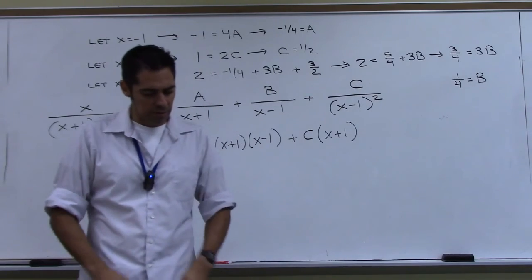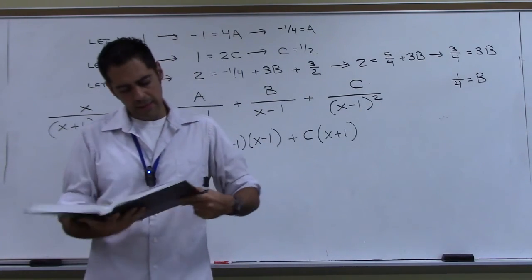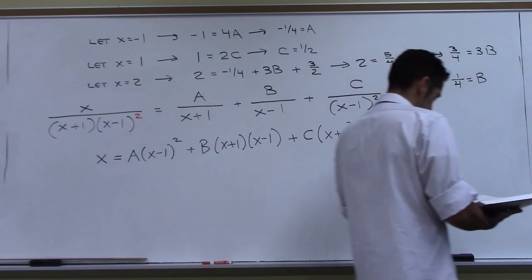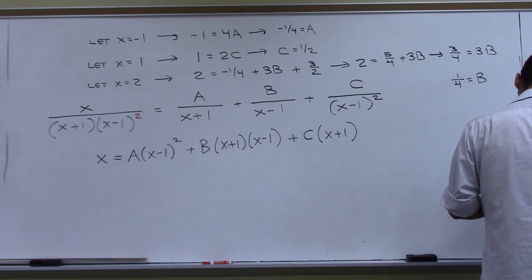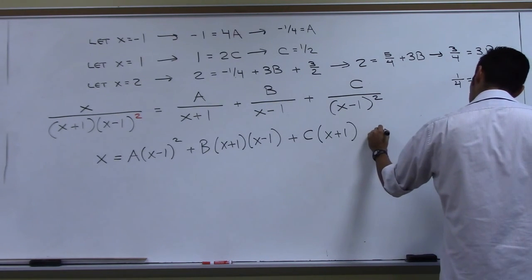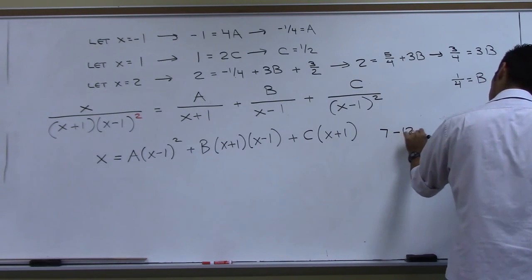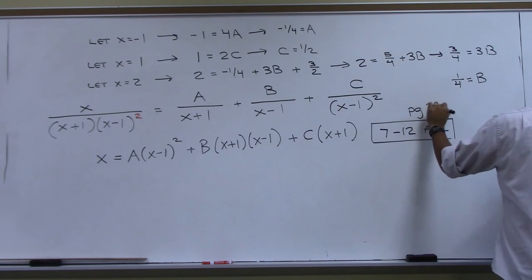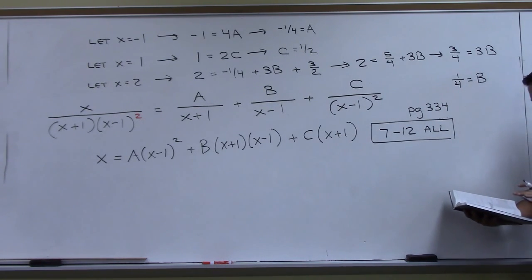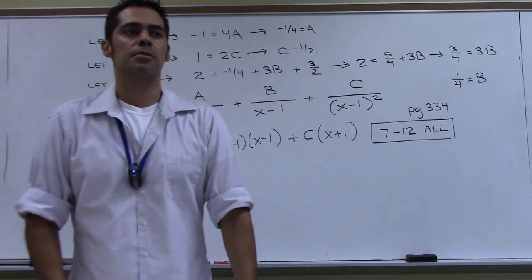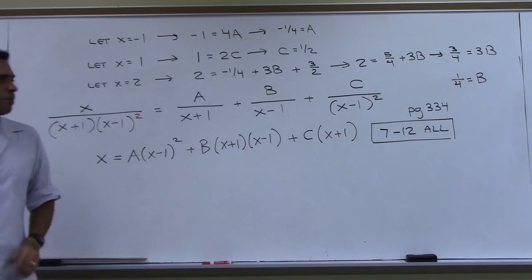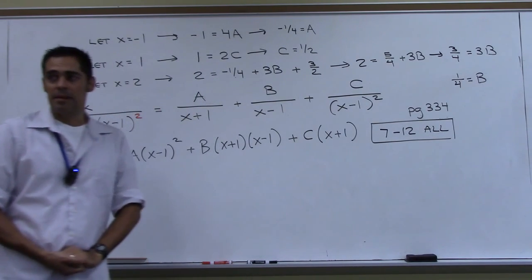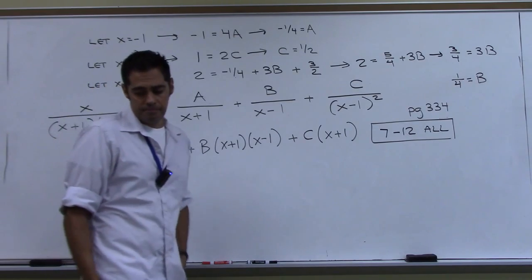You can probably start doing the exercises here. You should at least try and do 7 through 12, all. Page 334. I've done the odds for this all the way up to number 31, and those are posted online. But that's what you should have at least tried for next class. It's the beginning of the assignment. Next class, we'll finish this up and start talking about whatever's next.